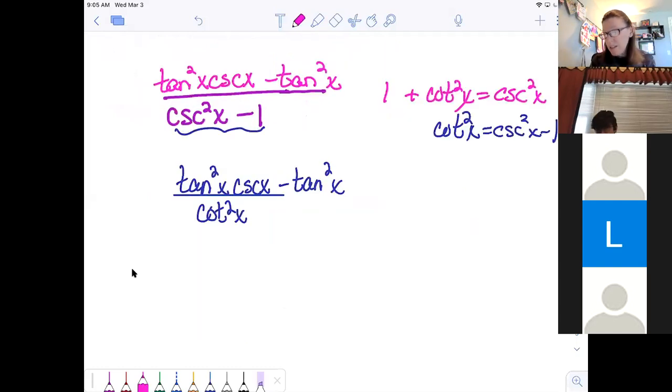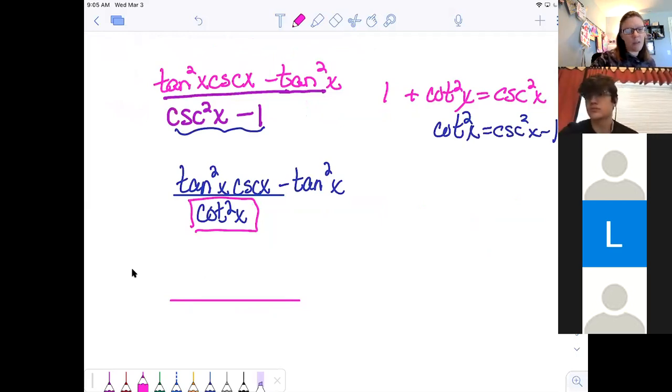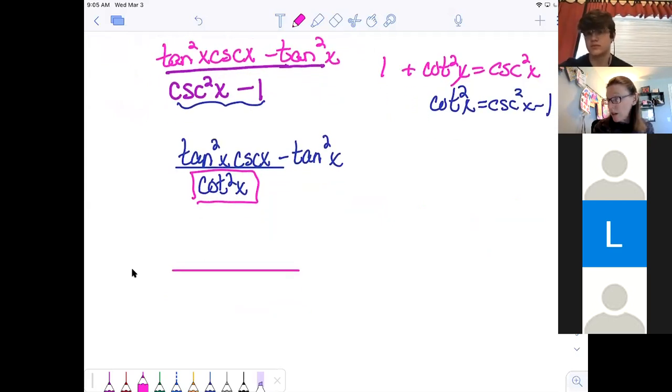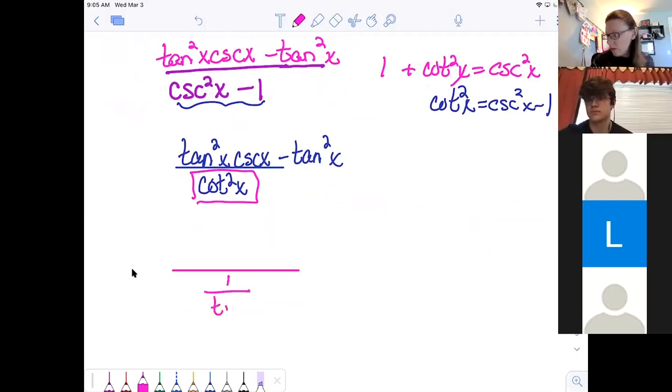So if you look at the denominator, what can you change the cotangent squared to? Noticing the functions on the top, what identity could we use to change the cotangent squared? How else could you write it? Peter, what other way could I write cotangent squared? 1 over tangent squared. Yeah. So the bottom, I could change cotangent squared to 1 over tangent squared.